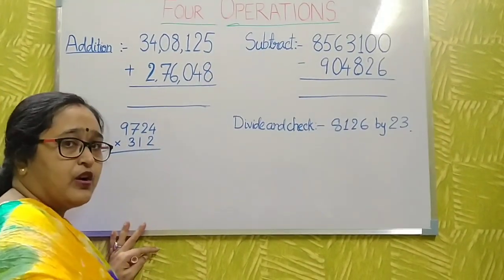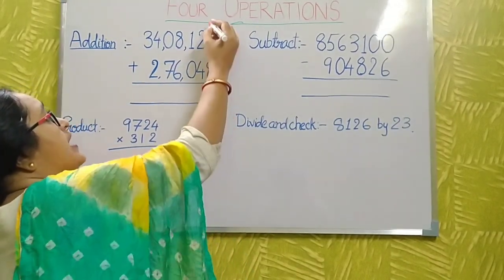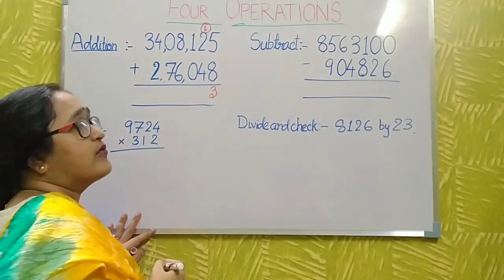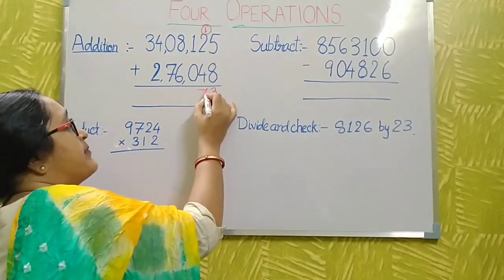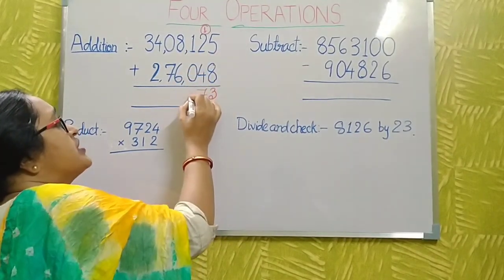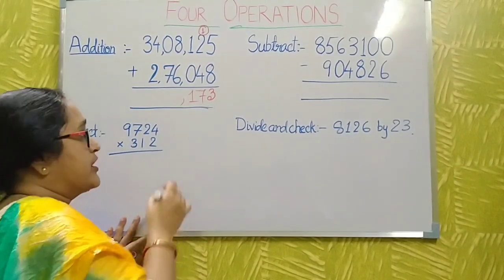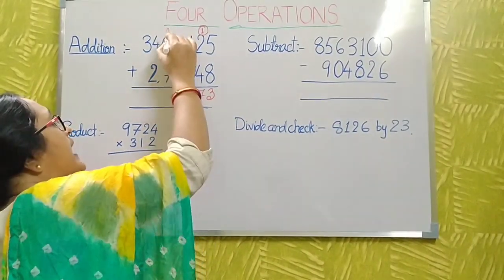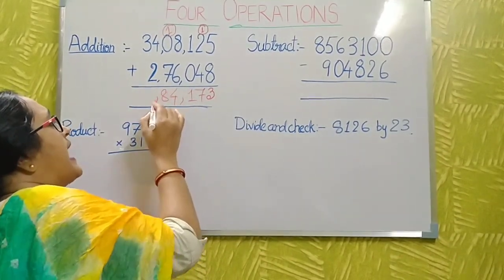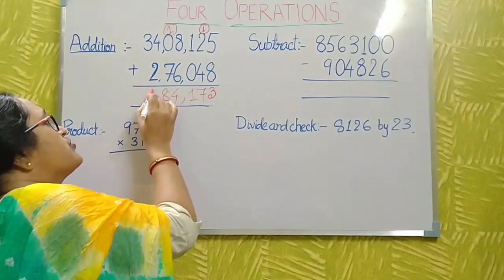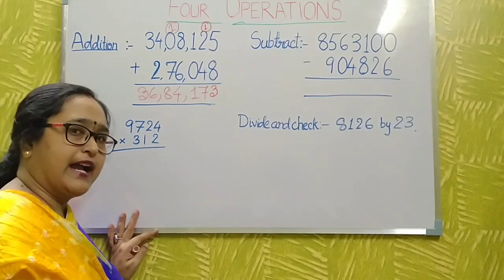8 plus 5, you know, is 13. 3, and 1 carry over here. Then 4 plus 2 is 6, and 1 carry, 7. Then 1 plus 0 is 1, you write. And 8 plus 6 is 14. 4, and 1 carry over here. And 7 plus 1 is 8. Then you add 4 plus 2, 6, and 3, 6. This is the answer of the addition.